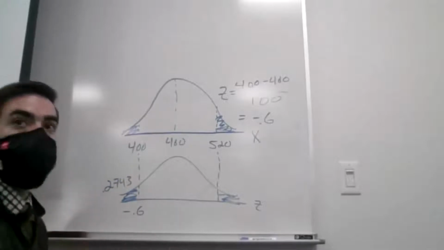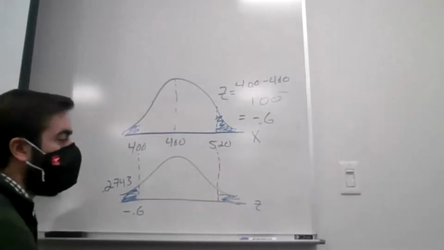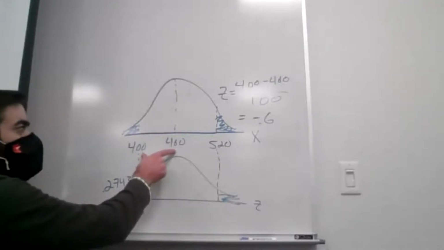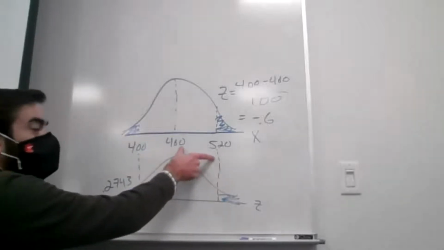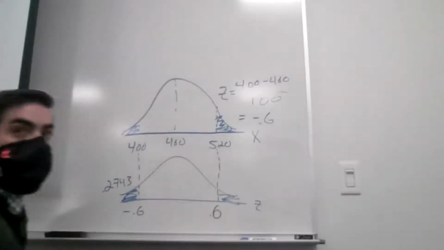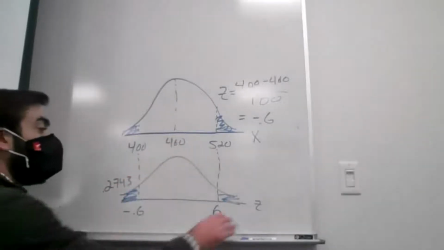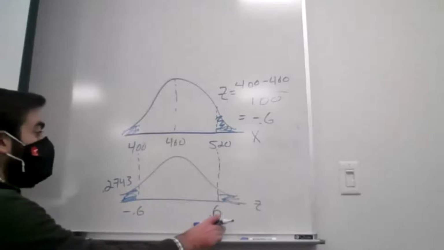Now I could go through the whole process again, turn this into a z value, but what should that z value be? Notice 400 is 60 away from the mean. 520 is also 60 away, so it's going to be the same area. Yep, you just multiply that value by 2. Exactly. It's the exact same distance. Remember, the z values are the number of standard deviations away from the mean, so it's the same number of standard deviations away.